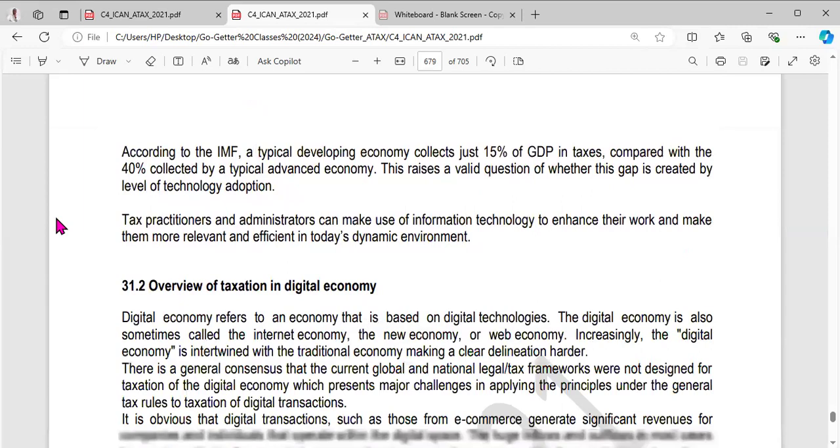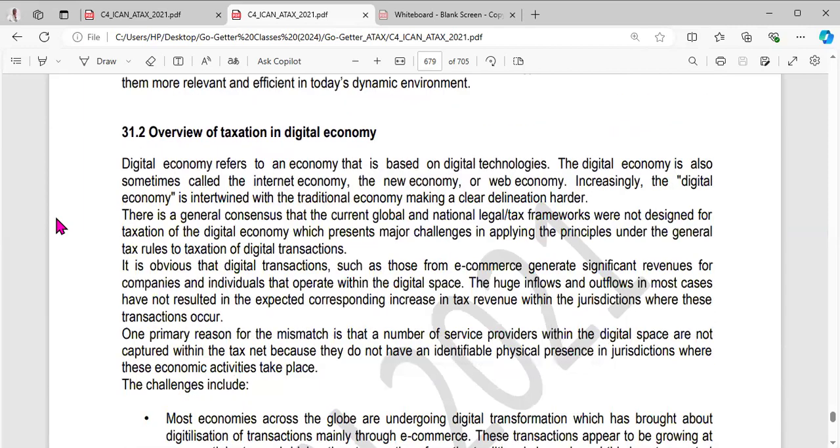Now, digital economy, what does it refer to? It is an economy that is based on digital technology. It is sometimes called internet technology, web economy. So there is a global agreement that the current global and national tax frameworks were not designed to tax the digital economies, especially in the pre-COVID era.